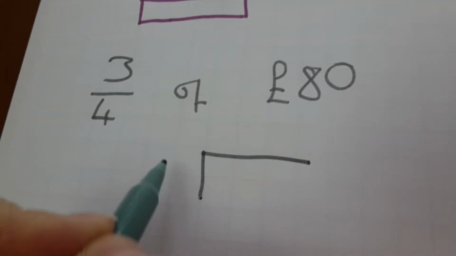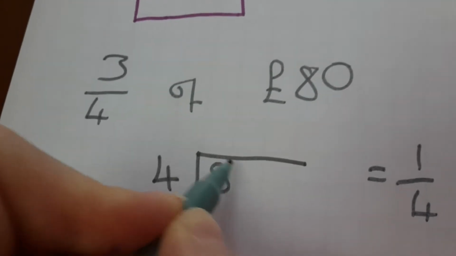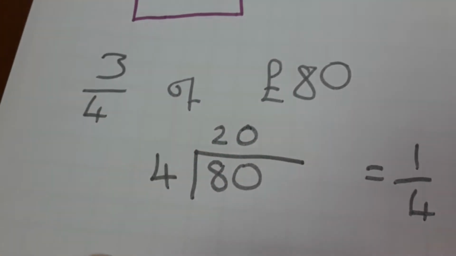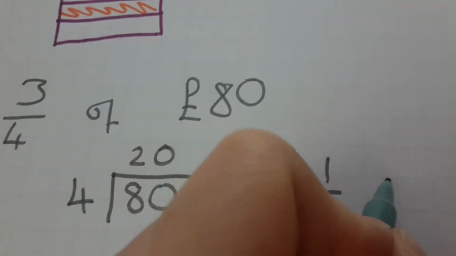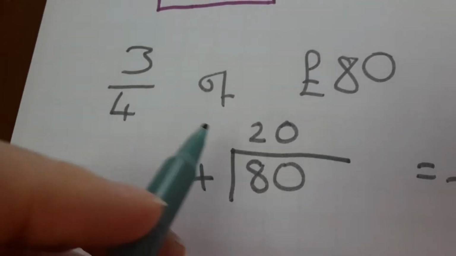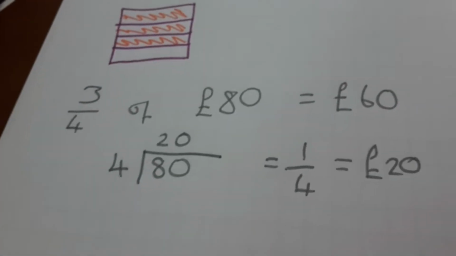So for example, if you had 3/4 of £80, first what you would need to do is divide your 80 into 4 equal pieces, and that tells you what 1/4 is. So how many 4s go into 8 is 2, how many 4s go into 0 is 0, so we end up with 1/4 equaling £20. But rather than having 1/4, we have 3 of them. So we need 3 lots of 20, so 3/4 of £80 is 3 lots of 20, or £60.